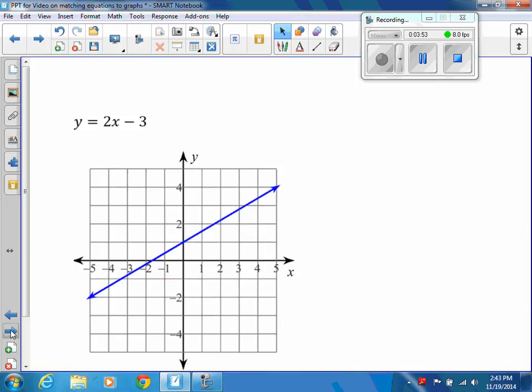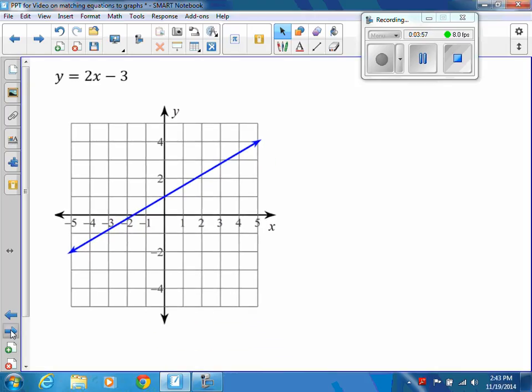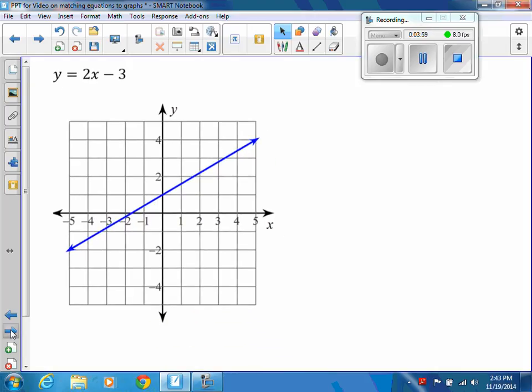Here we have y is equal to 2x minus 3. Take a look at the graph and see if the graph is correct, true or false. All right, let's take a look and see. Oh, actually, I'm sorry. Let's go back to the other one first for a second.